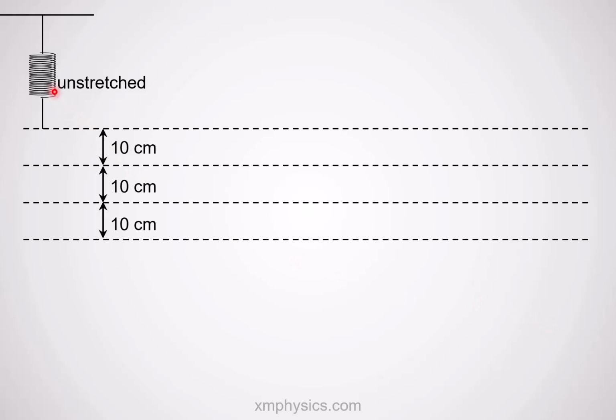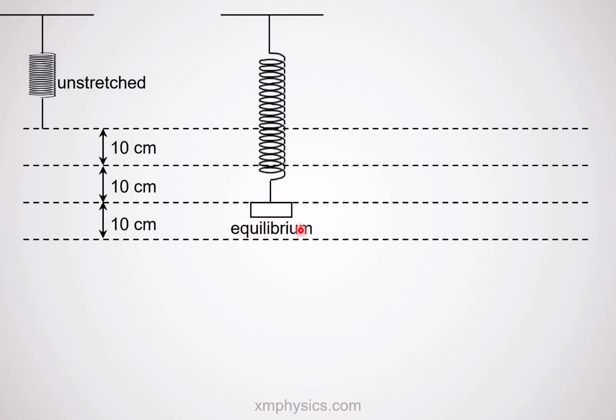So in this question, we have a spring. When we tie a mass to this spring, it comes to rest at this position here. So this is called the equilibrium position. Note that even at the equilibrium position, the spring is already extended by 20 cm.